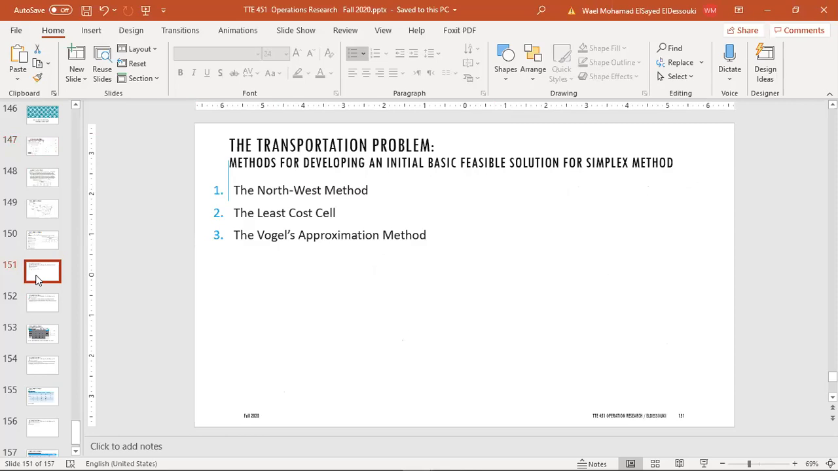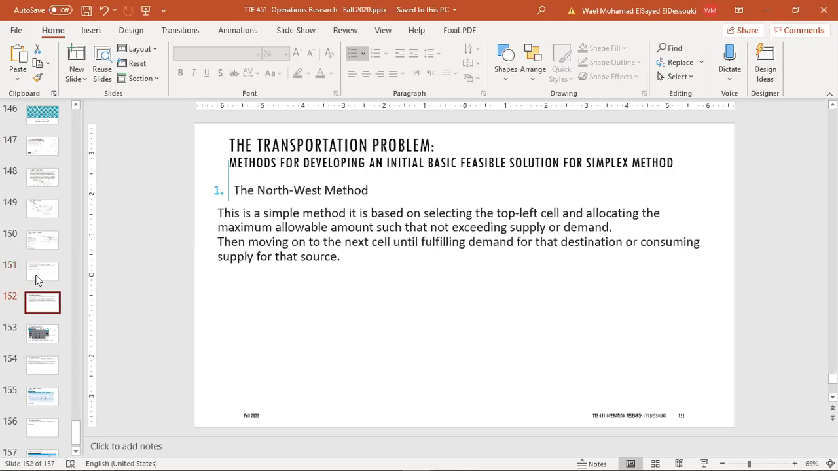These are the methods for developing an initial basic feasible solution for the simplex method for the transportation problem. We discussed the northwest method last week. Then we are going to discuss today the least cost cell method, then Vogel's approximation method. Basically, in summary, what's the northwest method? The northwest method is a very naive method. It's basically selecting the top left cell. The top is north and the left is west, so that's why they call it the northwest.